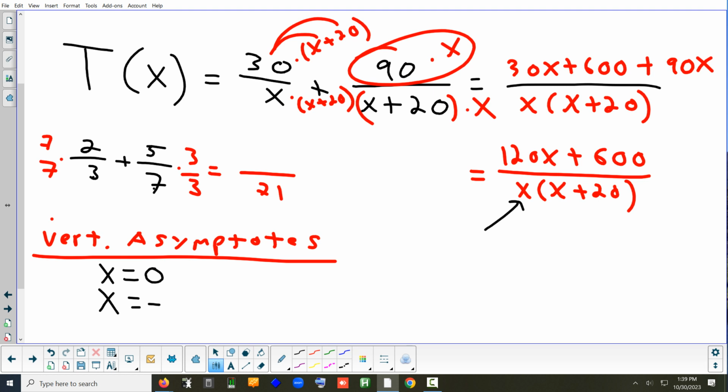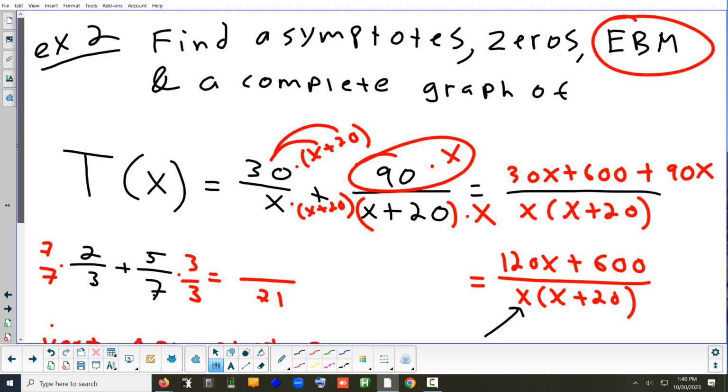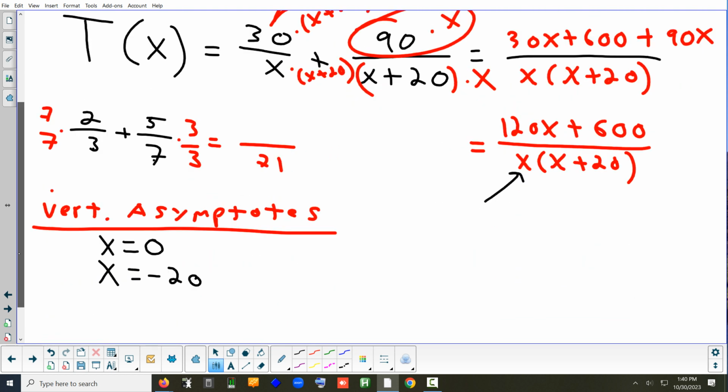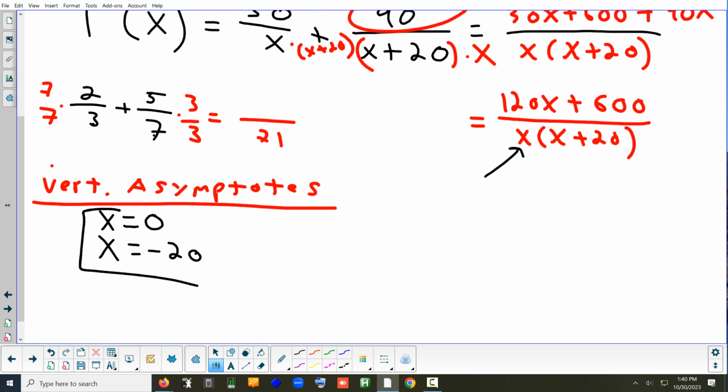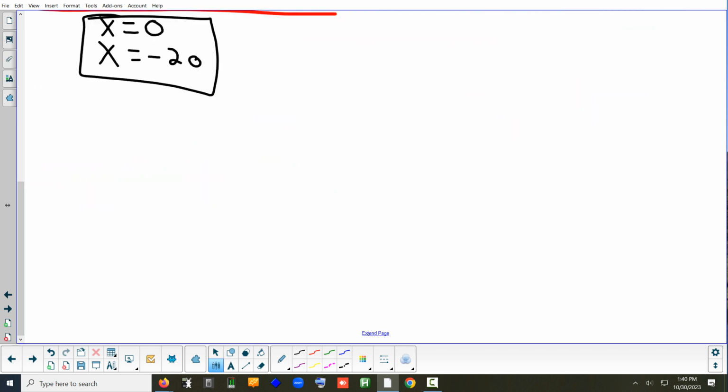Negative 20. Now, negative 20 might not make sense because x is the speed, so negative speed doesn't really make sense, but that's not what the problem's asking. It's just asking us to find the asymptotes. Okay, so there's the verticals. What other kind of asymptote can we have? Horizontal. Yep, we can have horizontal.